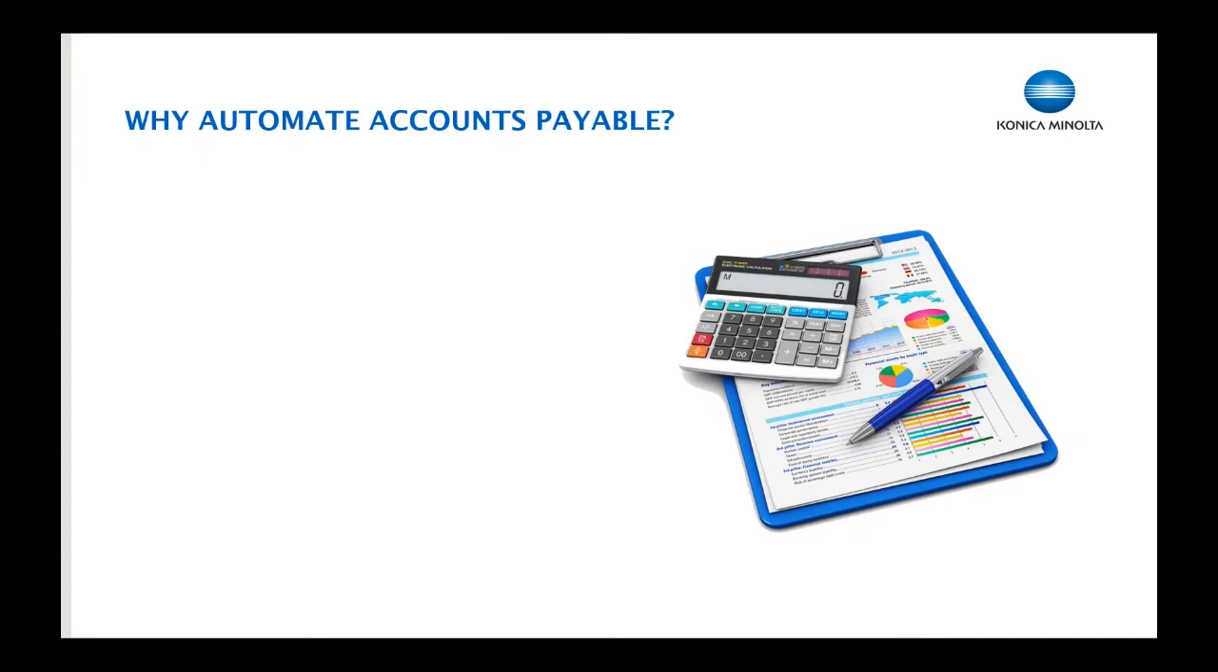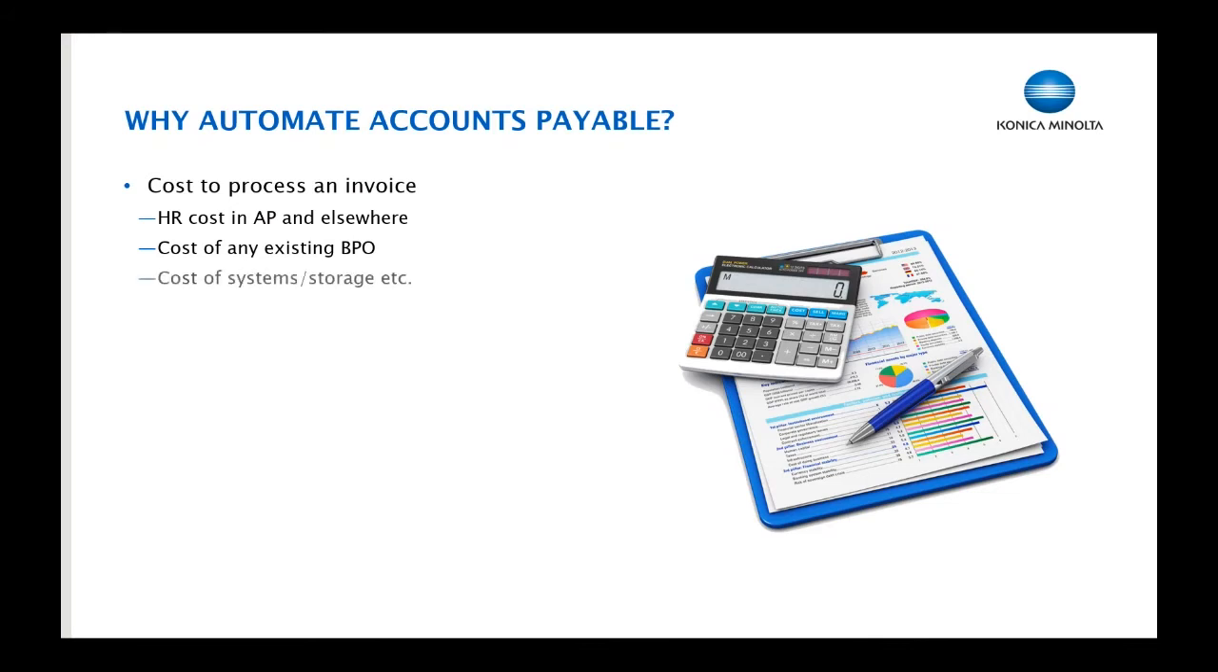And when it comes to the primary drivers for wanting to automate AP, each organisation's finance processes are obviously different, and there's a host of different challenges and pressures. But we're going to list some of the challenges here that we hear most often from our clients. Firstly, cost to process an invoice, comprising the HR cost in accounts payable and elsewhere in the organisation, the cost of any existing business process outsourcing, that's primarily for data entry, and the costs of systems and storage.